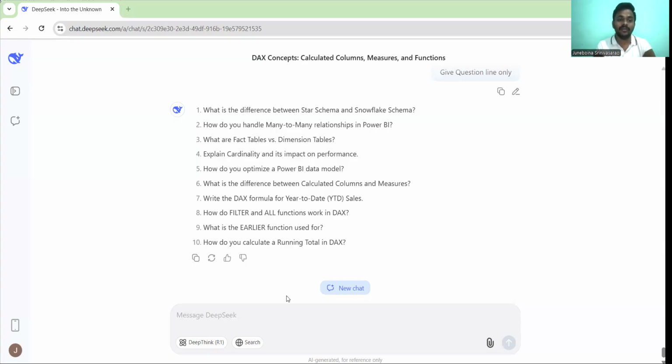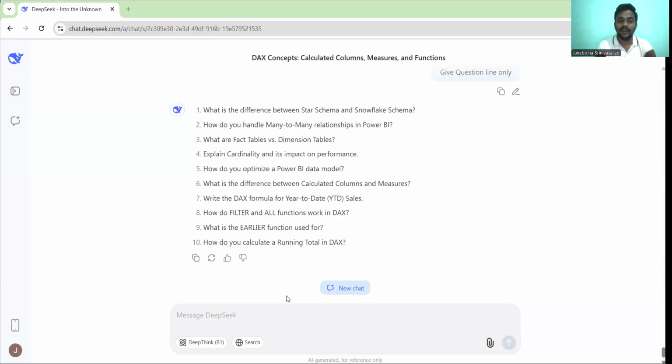What are fact tables versus dimension tables? Fact table contains numerical data. Dimension tables contain descriptive attributes. For example, in a sales report, sales is the fact table, and product, customer, region, and all the other tables come under dimension tables. Fact table has millions of records. Dimension tables have less data compared to fact tables.